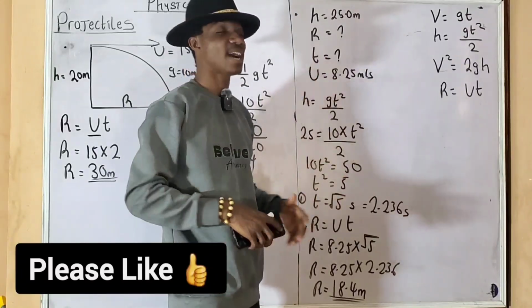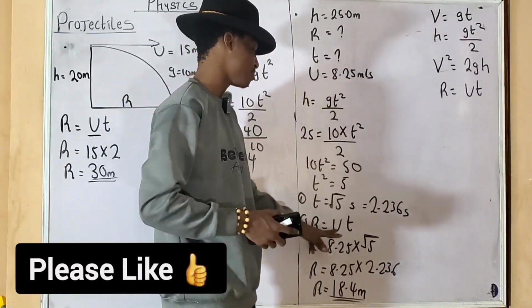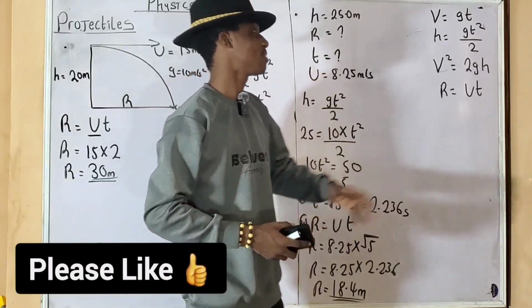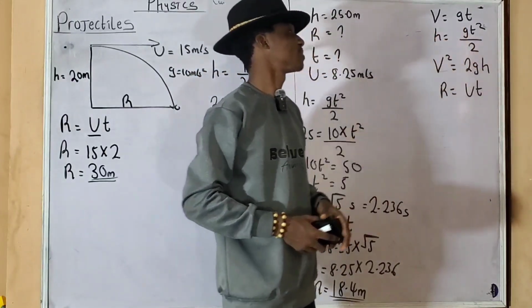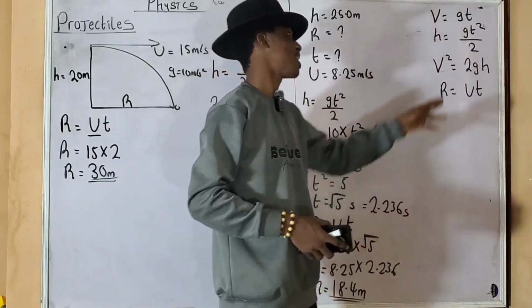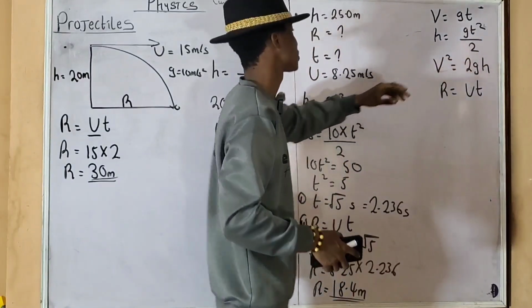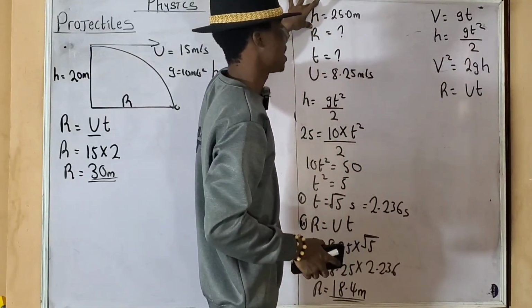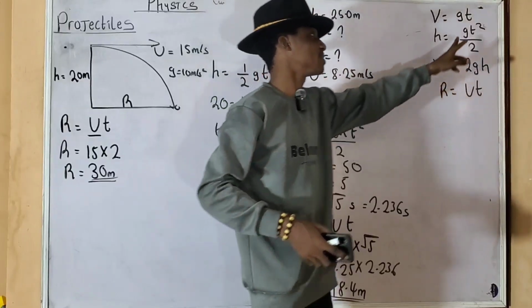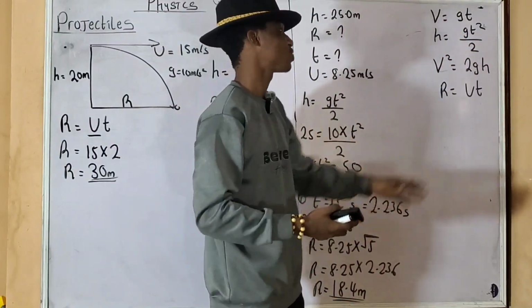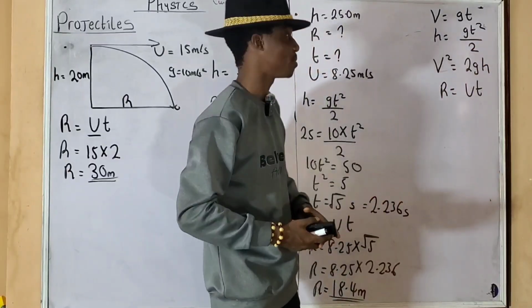If I want to get the range, I need the time. The range is the product of the initial velocity and time. And if I want to get the time, I have to make use of this formula. Are you getting it? So I have h equals to, and the reason why I make use of this second formula is simply because I've been given h and acceleration due to gravity, which is g, is 10 meters per second squared. So it is easier to obtain the value of t from the formula.